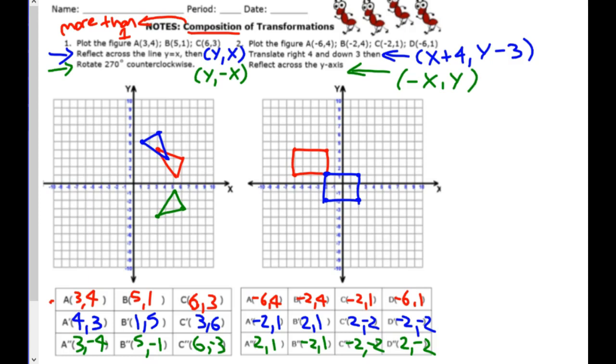Now, this might seem like a trick. This ain't no magic trick, but I want you to graph those 4 points and see what happens.